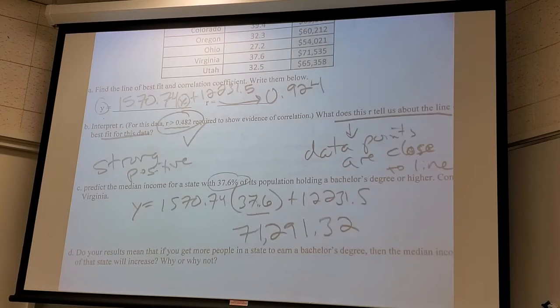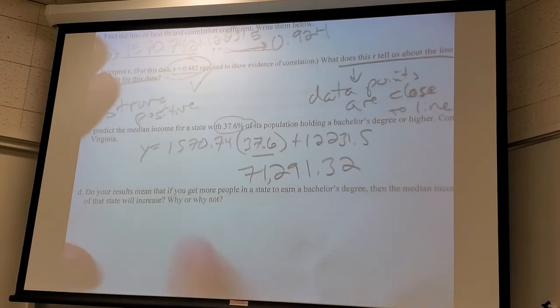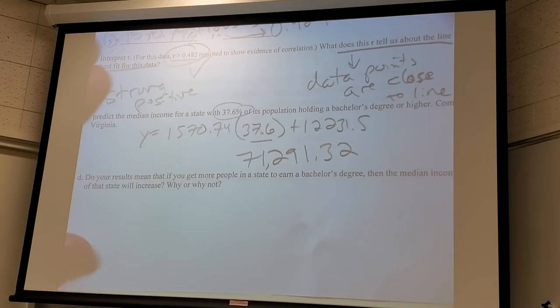And then finally, of course, the question you should always expect. Do your results mean that if you get more people in a state to earn a bachelor's degree, then the median income of that state will increase? Is that what that means? No. Exactly, because it could be the other way around. It could be a totally different variable causing things. And if you just throw bachelor's degrees at people, that doesn't mean they're going to suddenly make more money, right?